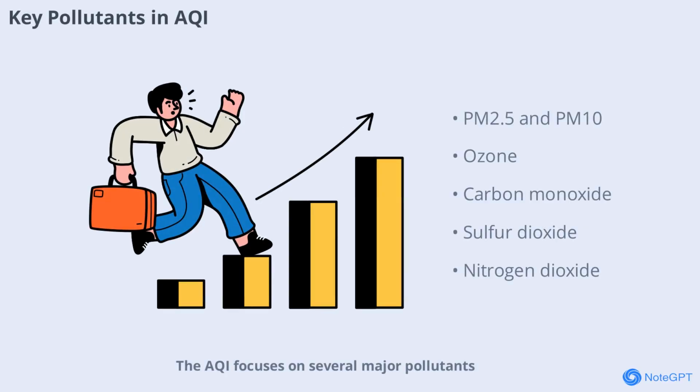AQI focuses on several major pollutants that are known to affect human health. These include particulate matter, both PM2.5 and PM10, which are tiny particles that can penetrate deep into the lungs. Ozone at ground level, not to be confused with the protective ozone layer, can cause respiratory problems. Carbon monoxide is a colorless, odorless gas that can be dangerous in high concentration. Sulfur dioxide and nitrogen dioxide are gases produced by burning fossil fuels, and both can irritate the respiratory system. Monitoring these pollutants helps ensure the AQI accurately reflects air quality risks.